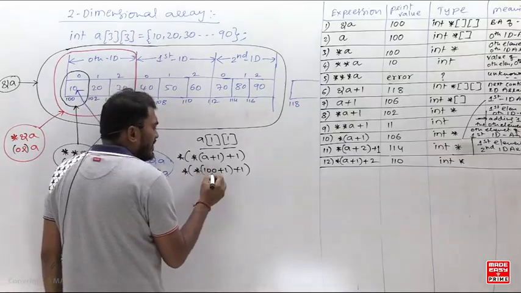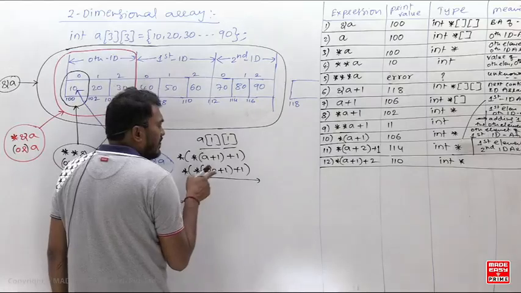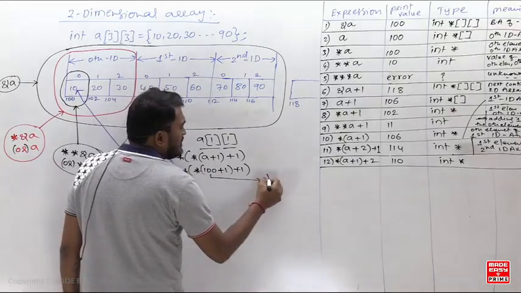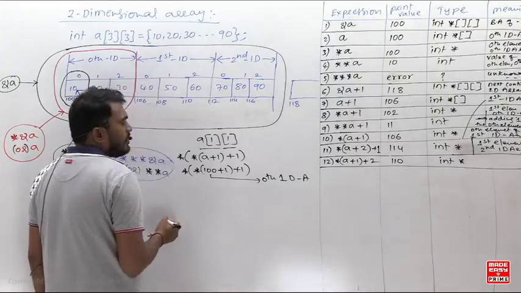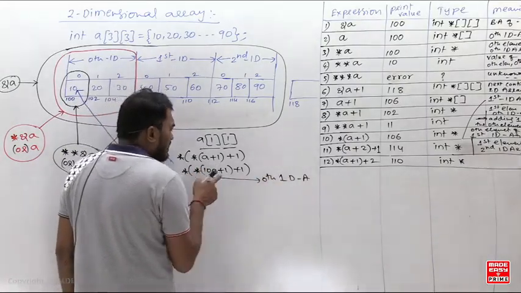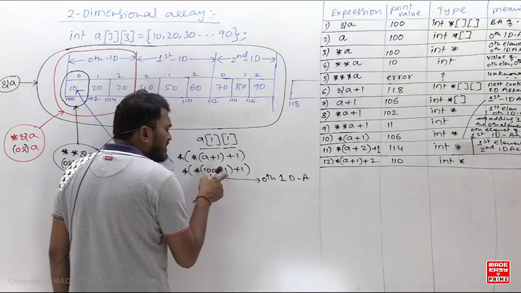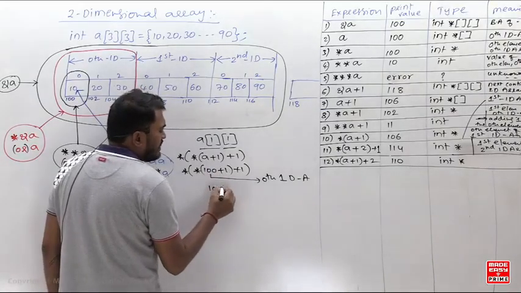Now, the 100 here, what does it mean? What is this A here? A means 100. What is this 100? 100 means the base address of the 0th 1D array. It was pointing to the 0th 1D array. If I say plus 1, it will jump according to the 1D array size. So it will jump to what?